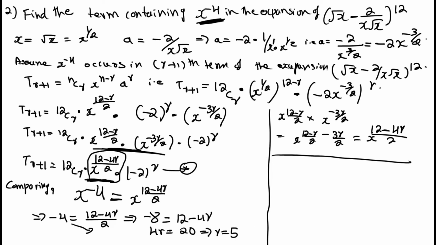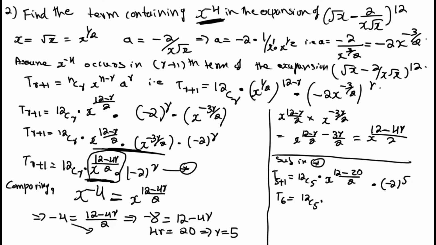Now substitute r value equal to 5 in equation star. Substituting in equation star, T(5+1) = 12C5 into x to the power (12 minus 20)/2 into (minus 2)^5. So in the sixth term, you will get x to the power minus 4, right? 12 minus 20 is minus 8. Minus 8 by 2 is minus 4. So x^(-4) into (minus 2)^5, you can write as (minus 1)^5 into 2^5.